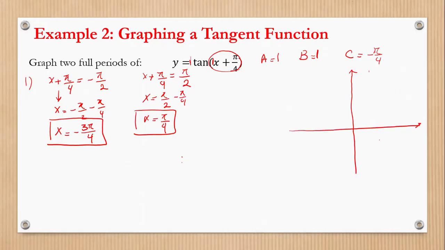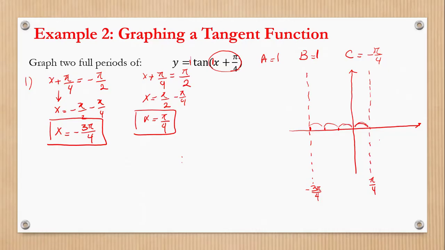Pi/4 is in the positive direction. And if this is 1 pi/4, in the negative direction I need 3pi/4, which means 3 times this distance. So 1, 2, and 3. So that's -3pi/4. And as you see, the distance between the two asymptotes is divided into 4 equal parts.